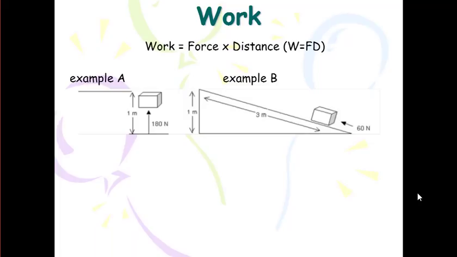Now, there's our formula again. Work equals force times distance. Let's try some examples involving ramps. Example A, we've got 180 newtons of force required to lift a box straight up 1 meter. Example B, we've got 60 newtons of force required to move the box up the ramp. So it takes 60 newtons just to move it at all. And the distance that it's going to go to get to that 1 meter is 3 meters. So the force is spread out. It takes less force, but there's a longer distance here.